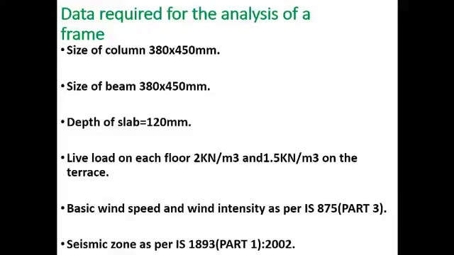Live load as per the codes is 2 kN per meter square for the residential building and 1.5 kN per meter square on the terrace. Basic wind speed and wind intensity are calculated as per IS 875 part 3. Seismic load as per IS 1893 part 1.